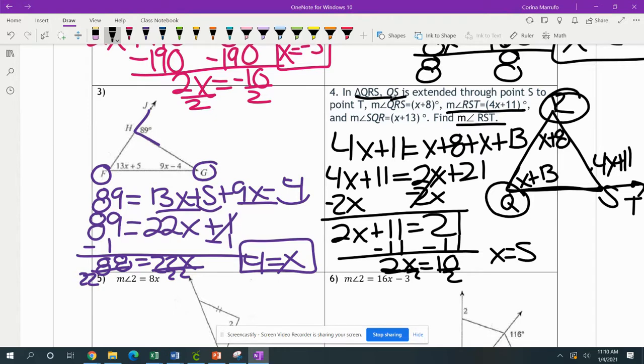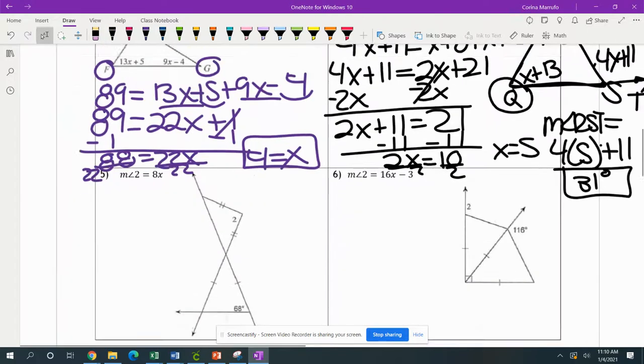Well, here's my formula for RST. So the measure of angle RST equals 4 times x, which is 5, plus 11. So 20 plus 11 gives you 31 degrees.